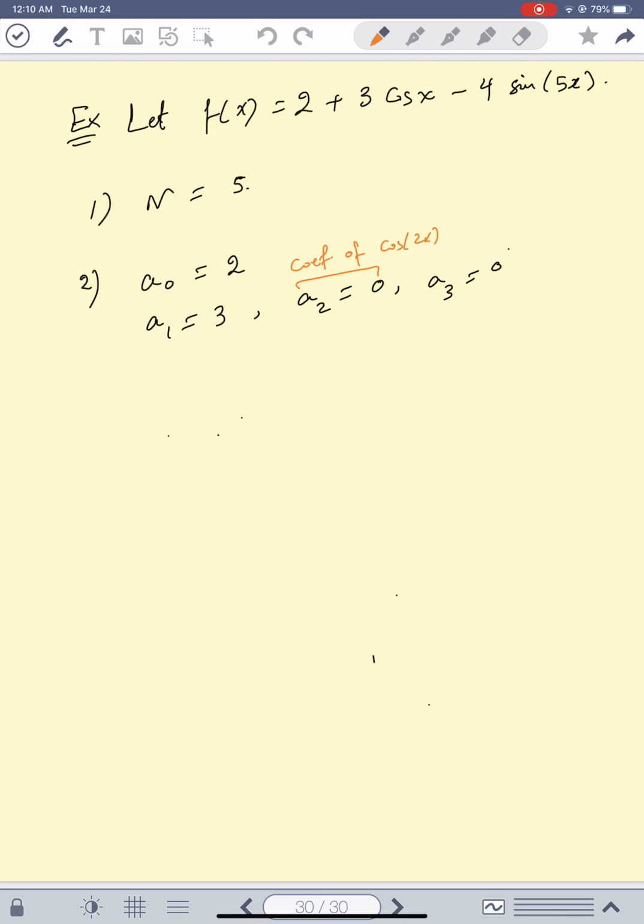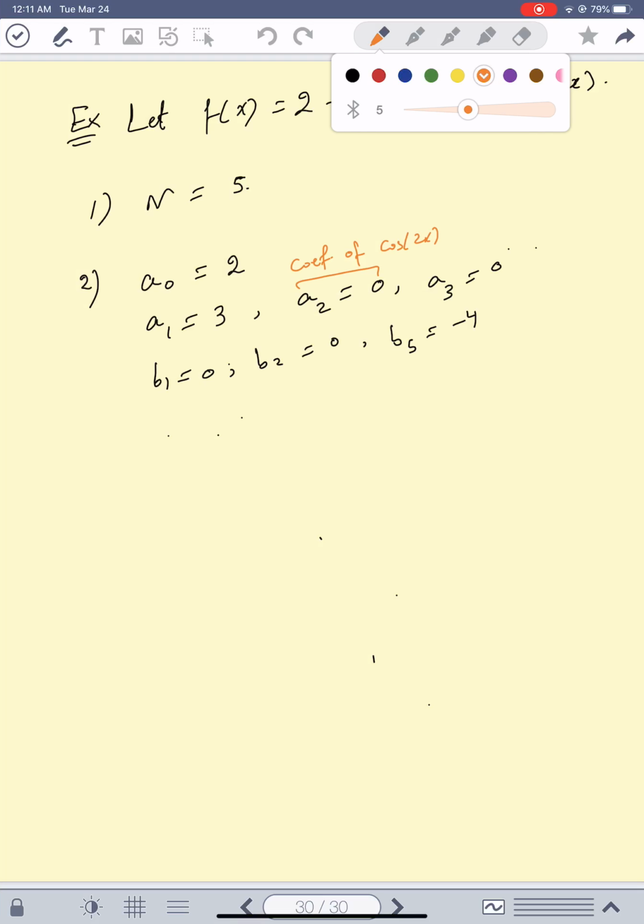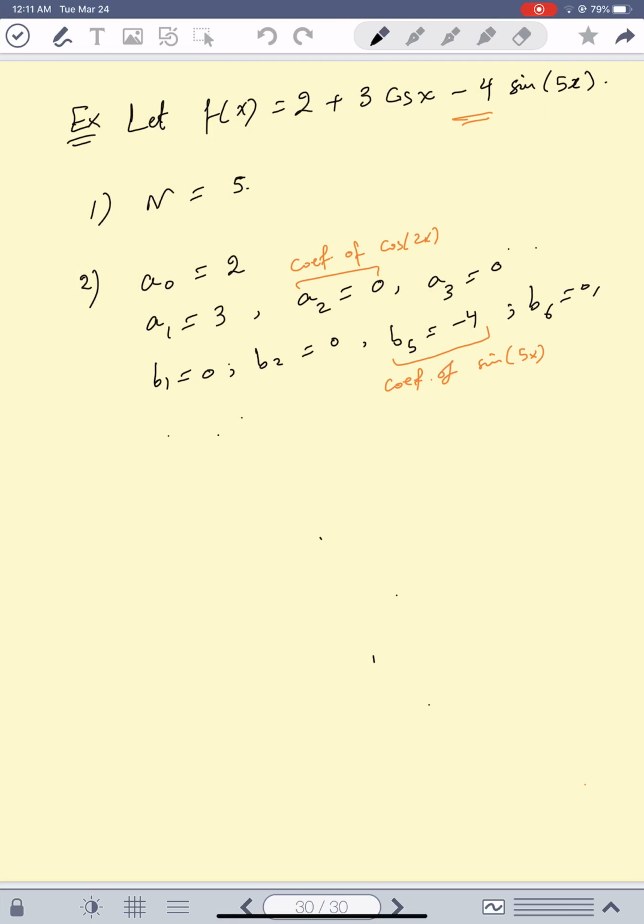For example, what's b1? The bn is the coefficient of sine nx. So basically, b1 is the coefficient of sine 1x, which is 0 in this example. b2 is the coefficient of sine 2x, which is 0. What is b5? b5 is -4 because b5 is the coefficient of sine 5x, and if you look back, it's -4. Okay, and all the other b's are zeros. For example, what's b6? It's 0. What's b10? It's 0, and so on.